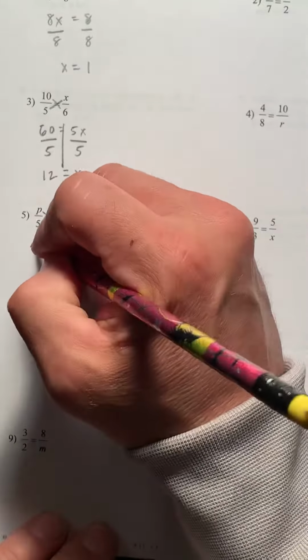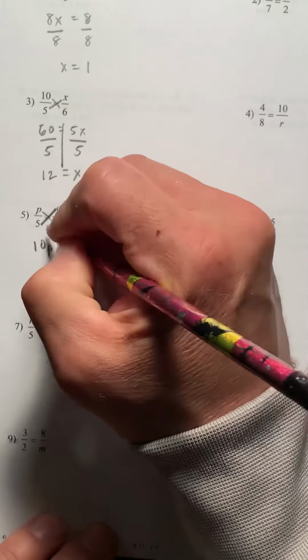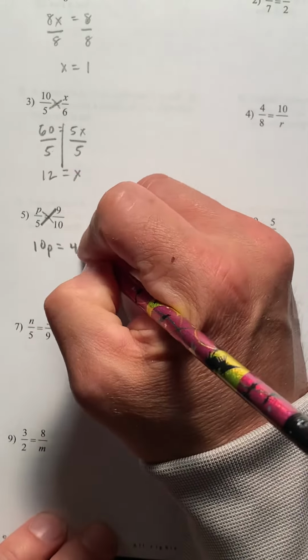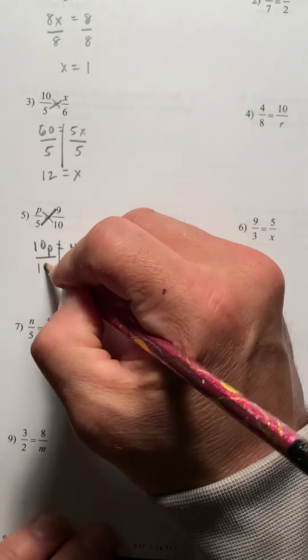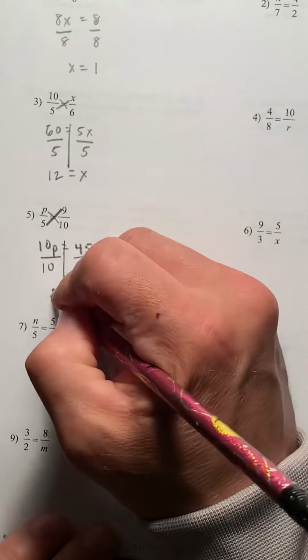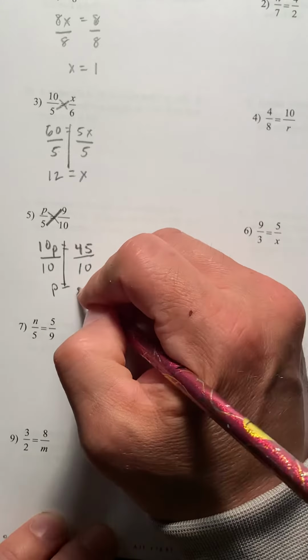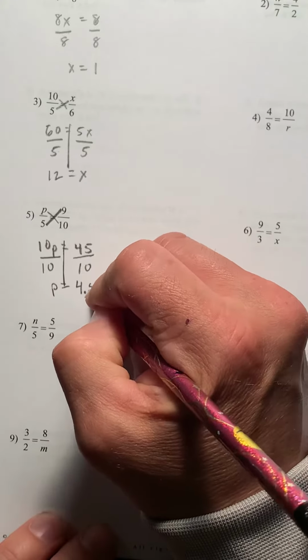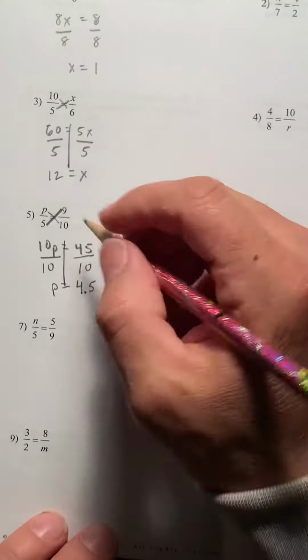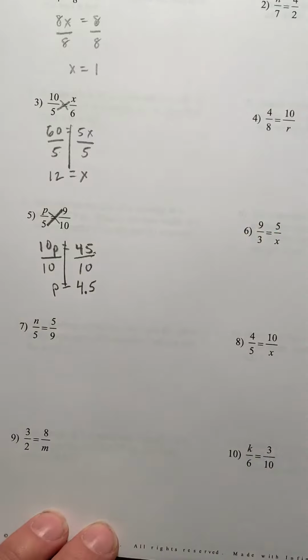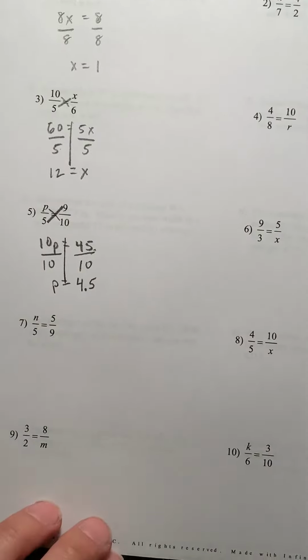Cross multiply. 10 times p is equal to 45. Going to divide both sides by the number next to the variable, in this case 10. P is equal to 45 divided by 10. The easy way to divide by 10: move the decimal one place. Move the decimal one place from the end of the 45 to in between the 4 and the 5. Or use your calculator to double check it if you need to.